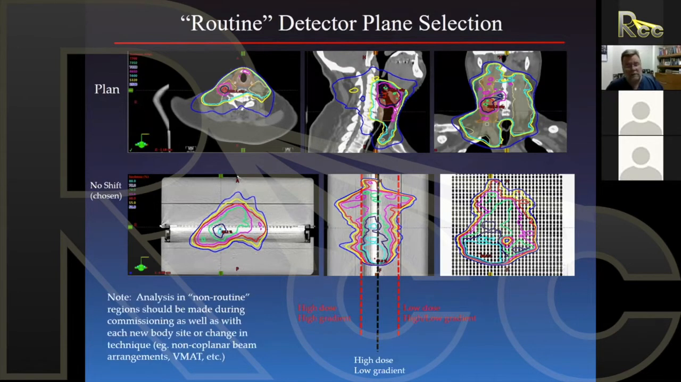So as a note, analysis in non-routine regions should be made during commissioning, as well as for each new body site or change in technique. When you go from coplanar to non-coplanar beam arrangements, when you go from fixed beam IMRT to VMAT, when you go from prostate to thorax to head and neck, whatever you're looking at, you should look at these as a function of this plane selection as well. This will help you understand how your system is working over all the different variables that you can.